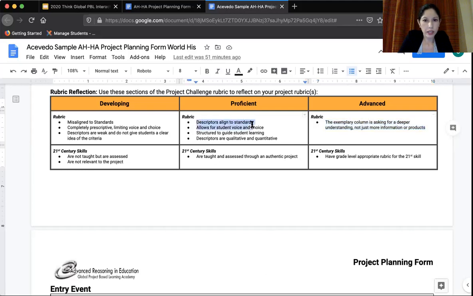The descriptors aligned with the standard, we talked about that, allow for student voice and choice, which is allowing for decision making and uniqueness of their products and of their presentations.